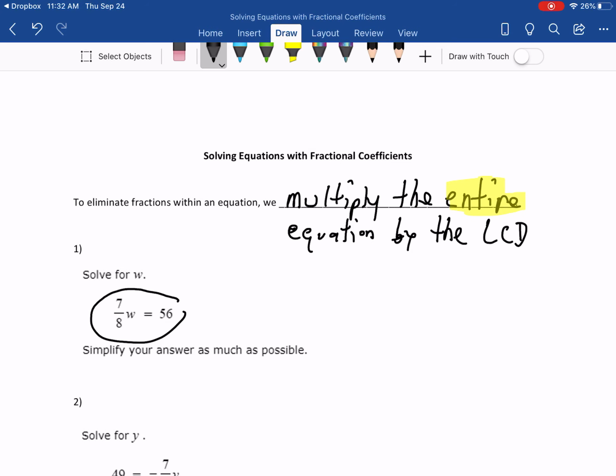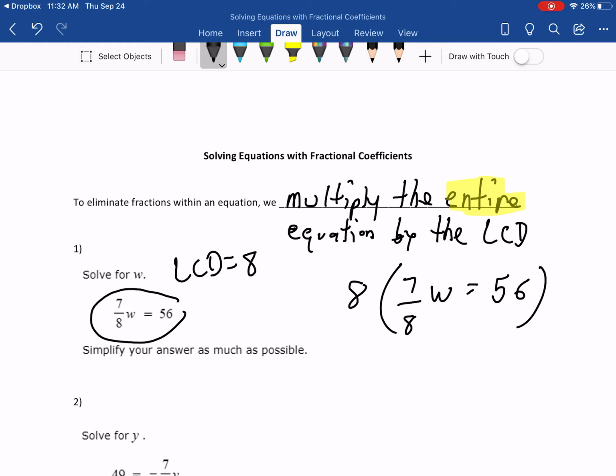All right, number 1 has only one fraction. So what's the LCD here? Again, only the denominator matters, not the numerator. Well, the only denominator here is 8, so the LCD here is going to be 8. So what we're going to do, we're going to multiply the entire equation by 8. So I'm going to go like this: 8 parentheses 7 over 8 W equals 56. Okay, so we're going to multiply that times that, of course, distributive property, and then that times that.